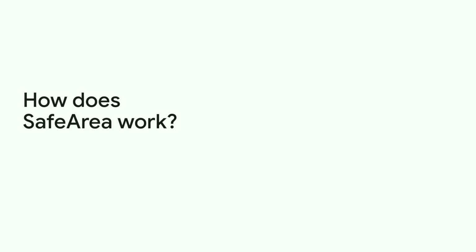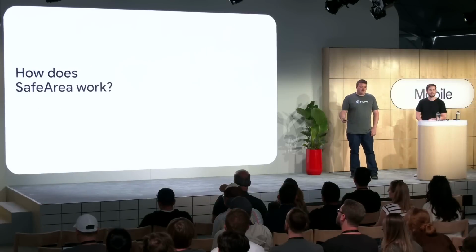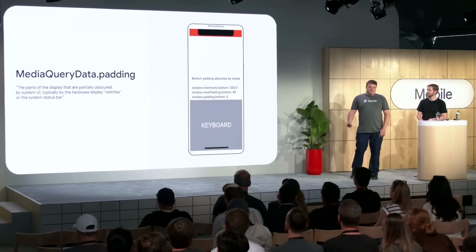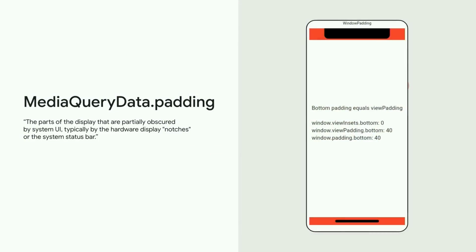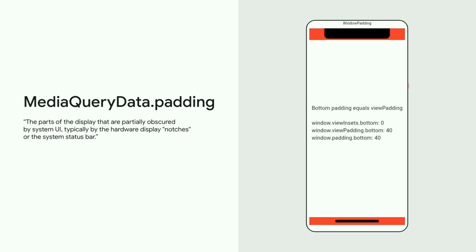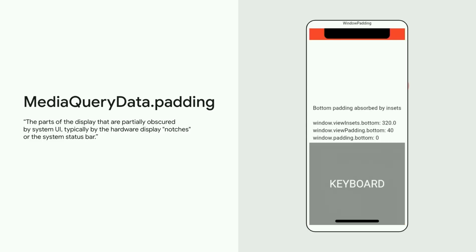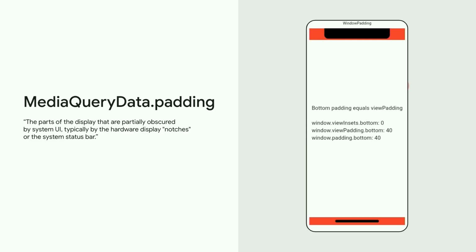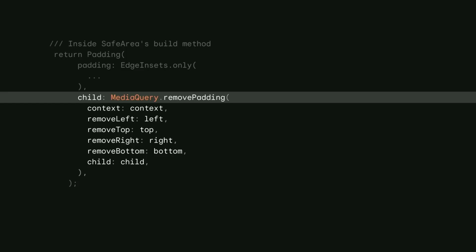SafeArea uses some of this data to figure out how to inset its child widget. Specifically, it uses this padding property. And that padding property is the amount that's covered up by cutouts, notches, corners that I described earlier. So if MediaQuery's padding is really doing that hard work of identification, why not use it directly? Because SafeArea does one clever thing that makes it beneficial to use over raw MediaQuery data.